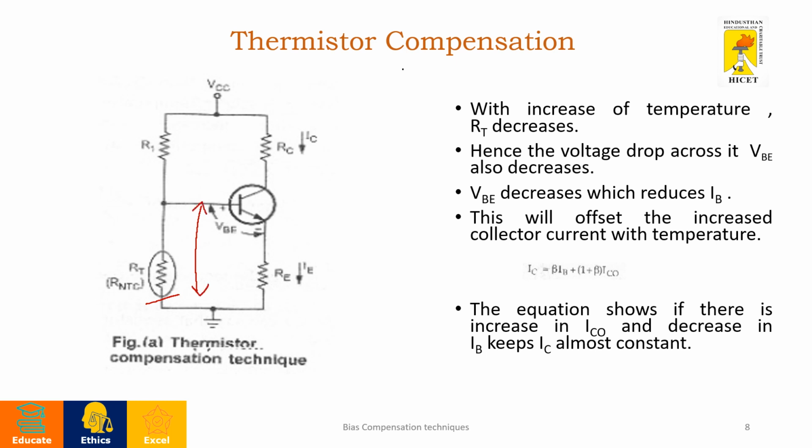When VBE decreases, the base current is also reduced. This decrease in base current tries to reduce the collector current, which compensates for the increase in collector current that has happened because of temperature variations. Thus, we get the expression like this, which tells us that if there is an increase in ICO, there will be a corresponding decrease in IB, keeping IC constant. Since IC is maintained constant, compensation is effectively achieved by thermistor compensation.